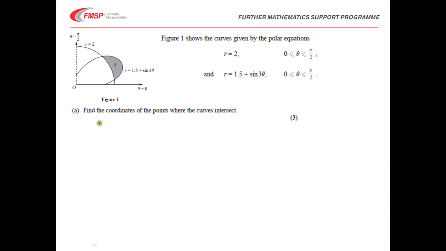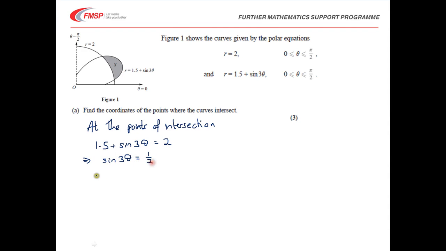Okay, let's start the question looking at the points of intersection. So at the points of intersection, the value of r is the same for both. So we can say that 1.5 plus sine 3 theta is equal to 2. So sine 3 theta is equal to 1/2, and either from your calculator or because you know the result, 3 theta is pi over 6.